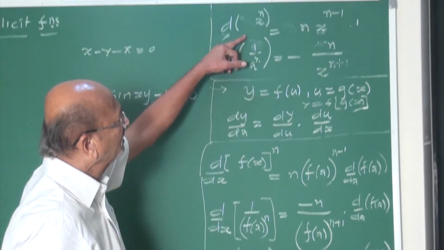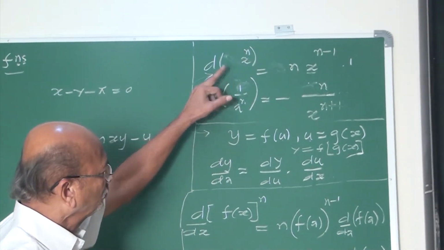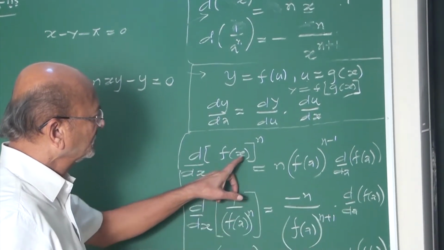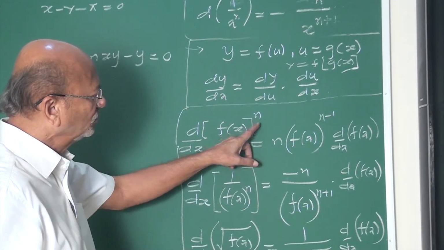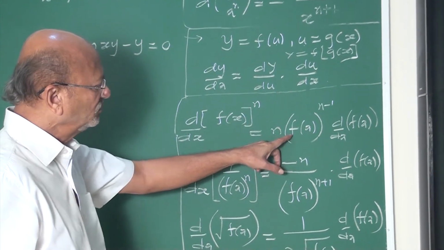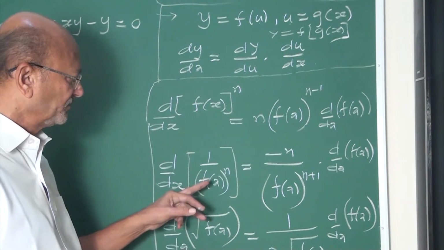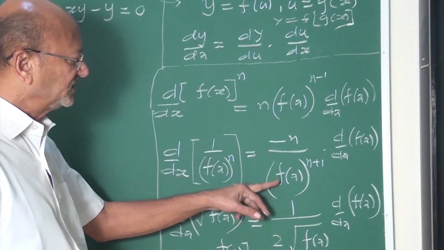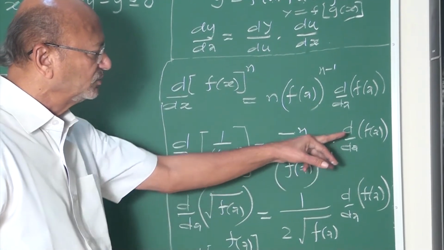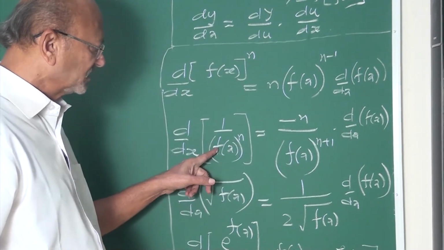Derivative of x to the power n is n into x to the power n minus 1. If it is other than x, f(x) to the power n gives n into f(x) to the power n minus 1 into d by dx of f(x), because it is other than x. And 1 upon f(x) to the power n gives minus n upon f(x) to the power n plus 1 into the derivative of f(x), since it is other than x.